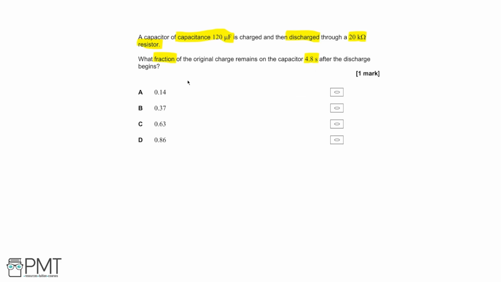In order to answer this question, we should use the fact that the capacitor is discharging. This means that we can apply the equation for the decay of charge in the capacitor as Q is equal to Q0, the initial charge, multiplied by e to the minus t divided by RC, where e is Euler's number, approximately 2.718, t is the time elapsed since the capacitor began discharging, R is the resistance of the resistor that the capacitor is discharging through, and C is its capacitance. This will have units of time.